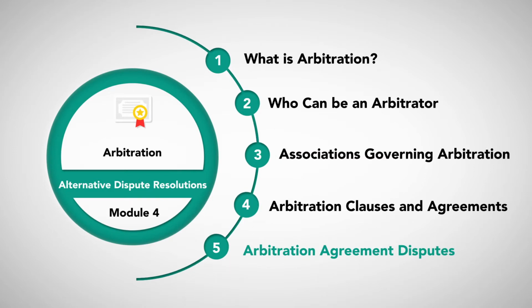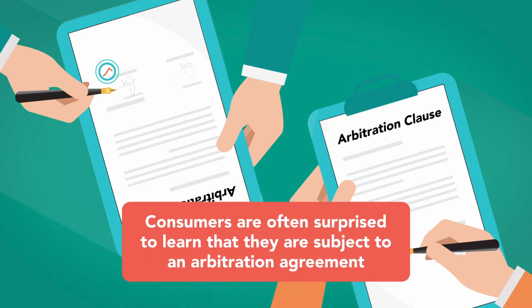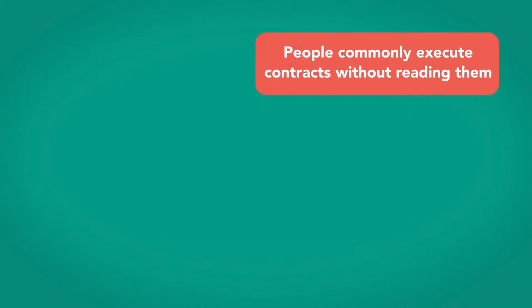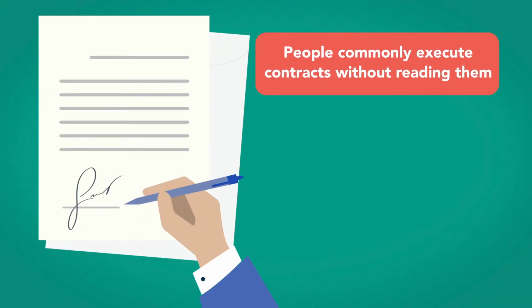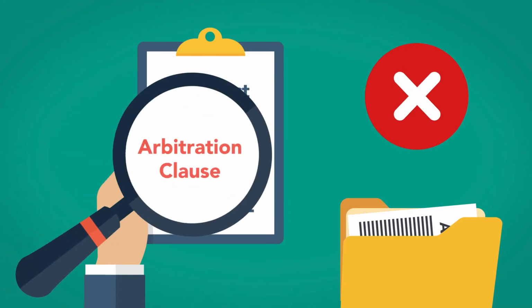Arbitration agreement disputes. Disputes over arbitration clauses have become common for several reasons. Consumers are often surprised to learn that they're subject to an arbitration agreement, as people commonly execute contracts without reading them, so they have no knowledge that arbitration is required. When a dispute arises and they try to file civil actions, they learn that binding arbitration clauses are in place.